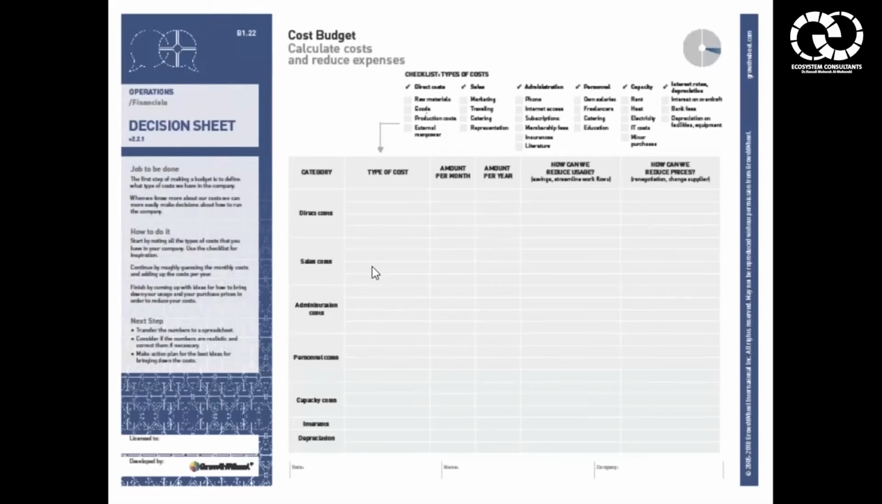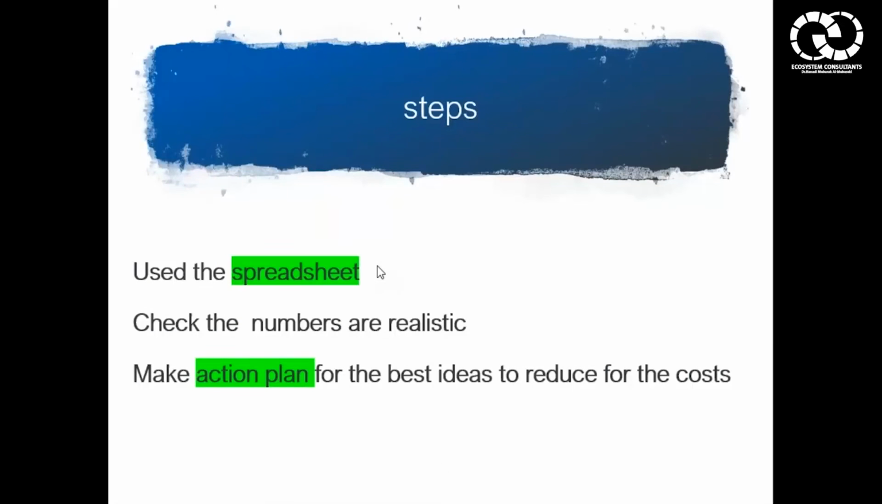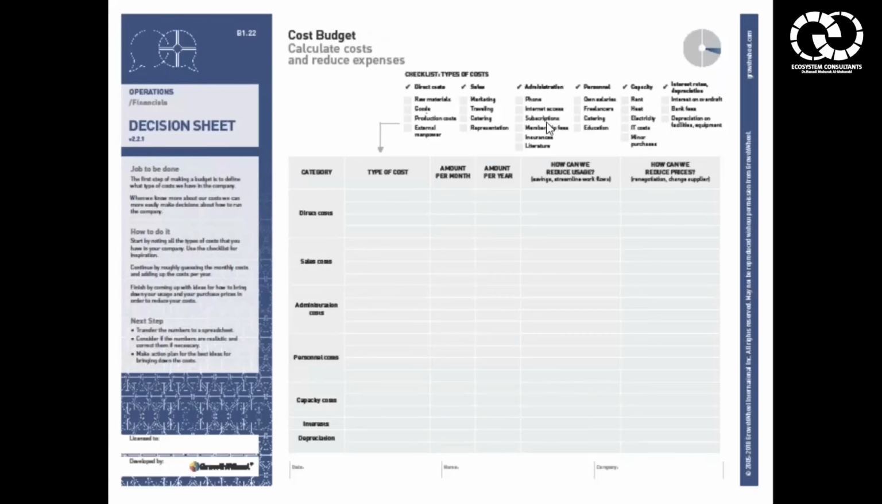This is the spreadsheet. This is the tool, but let me explain how you use the tool. Use the spreadsheet, then we check the realistic numbers. We don't need fake numbers. We need to use realistic numbers. It's related to our position. Then we will make the action plan to reduce the cost.